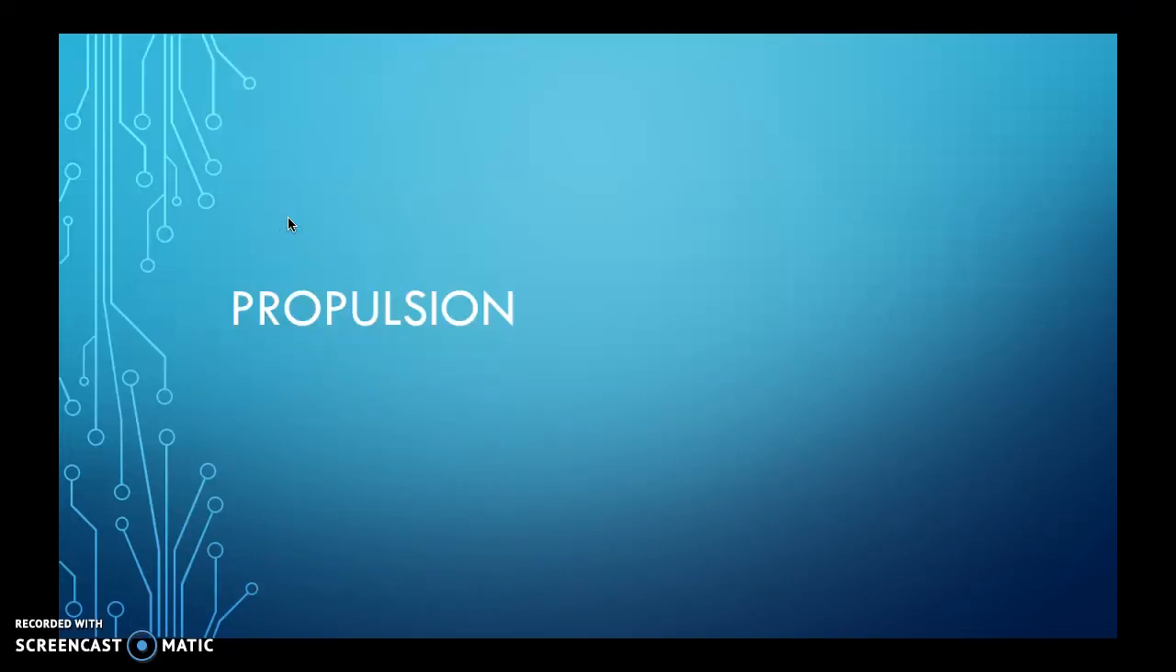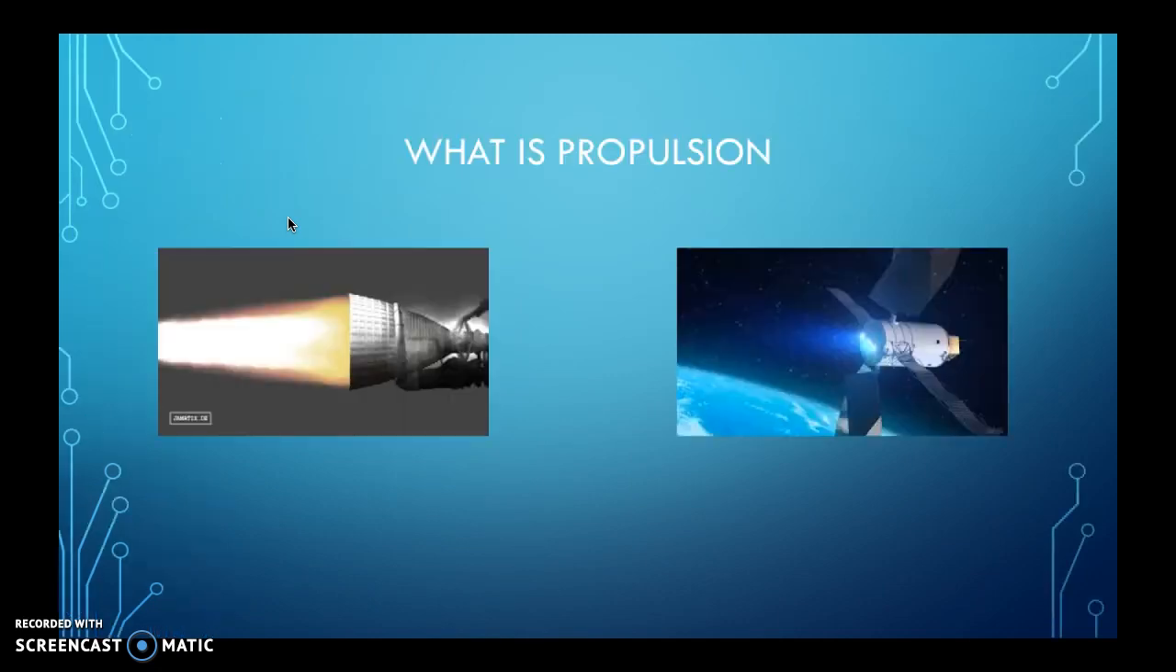This video is going to be talking about the propulsion aspect of your space race project, what propulsion is, and how you guys are going to implement it in your rocket design. So what is propulsion? Well, propulsion is the act of pushing an object in a direction. Things that use propulsion could include rockets, jet airliners, boat motors, basically anything that's going to propel an object in one direction.